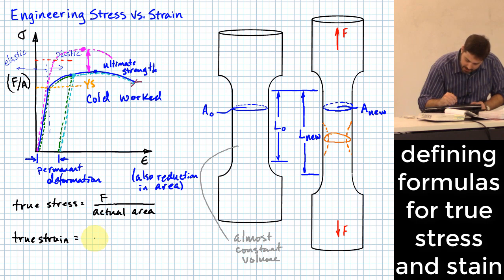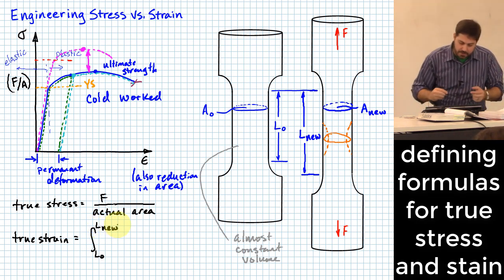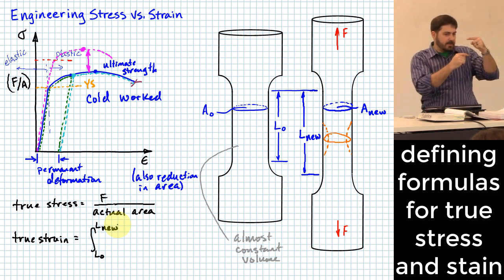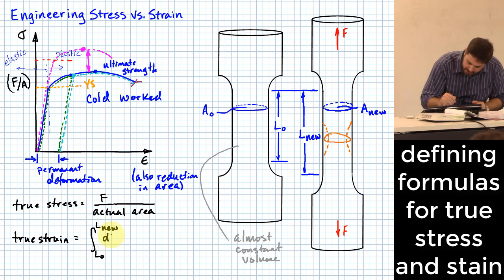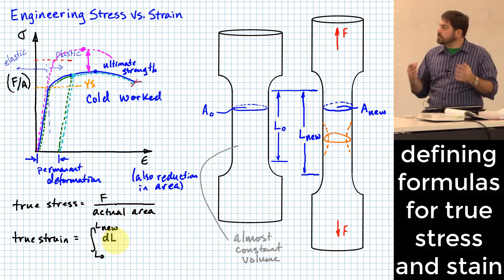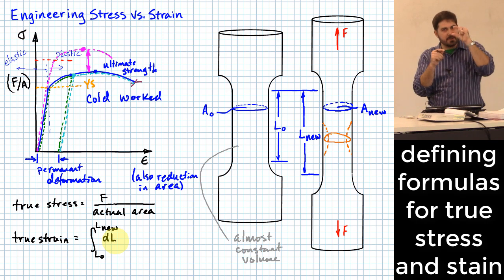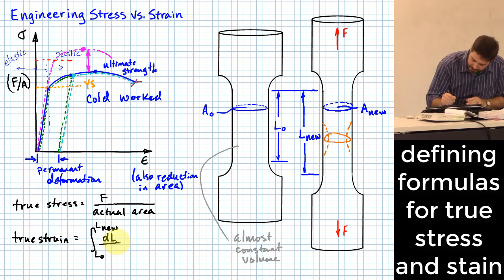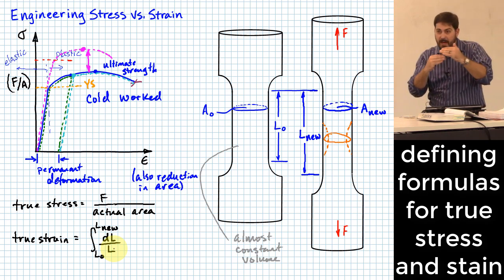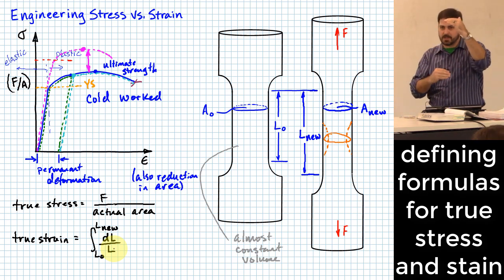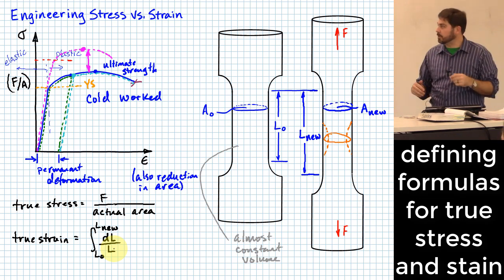You take an integral from whatever your original length was up to whatever your new length is. At any given point along that process of elongating, you look at little changes in length, dL, and for each one of those tiny bits of increase in length, you divide by whatever the current length was at that time. And the integral evaluates that over the entire deformation that it goes through.